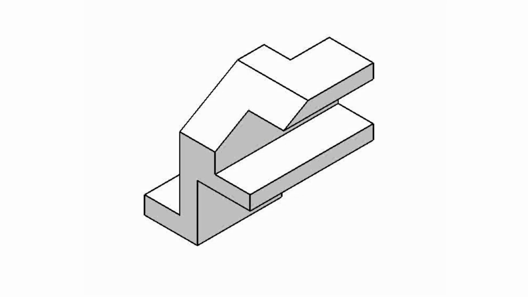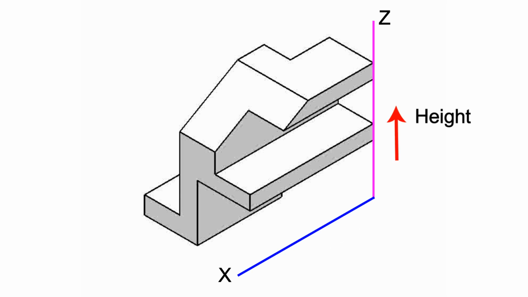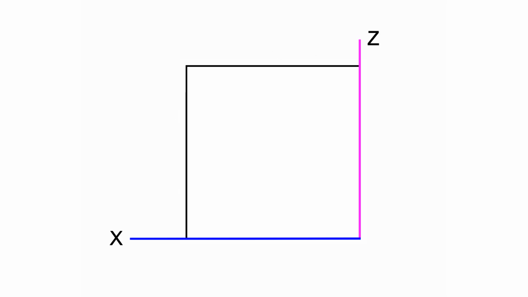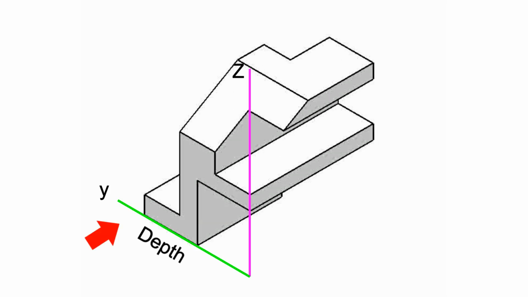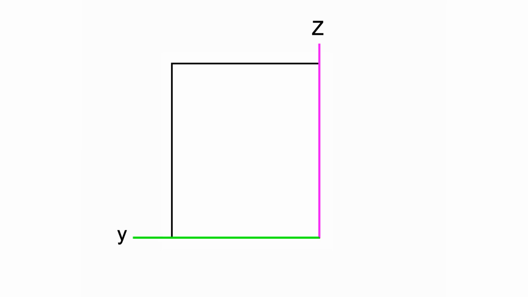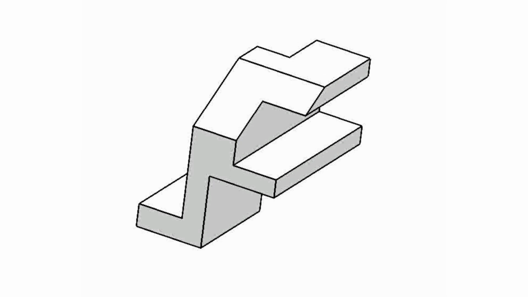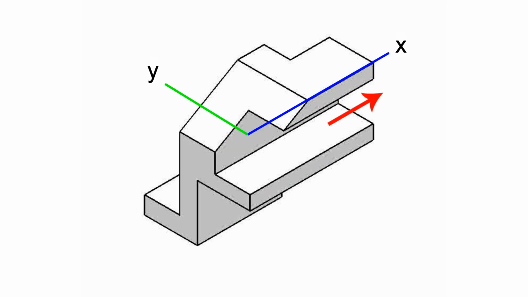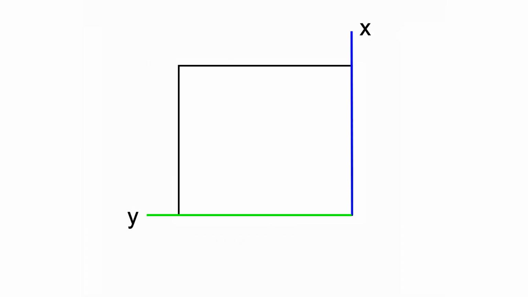Now that we have our maximum rectangles set up, let's understand how the views are connected to the isometric axis. This is a very important concept, so listen carefully. The front view is made using the x-axis, width, and the z-axis, height. This means any feature that lies on the XZ plane will appear in the front view. The side view is made using the y-axis, depth, and the z-axis, height. Features on the YZ plane will appear in the side view. The top view is made using the x-axis, width, and the y-axis, depth. Features on the XY plane will appear in the top view.